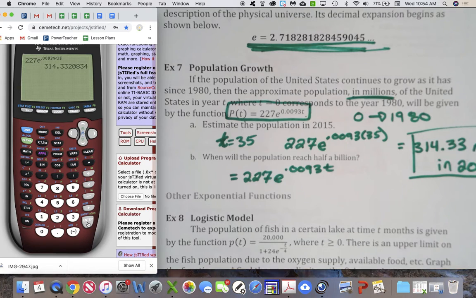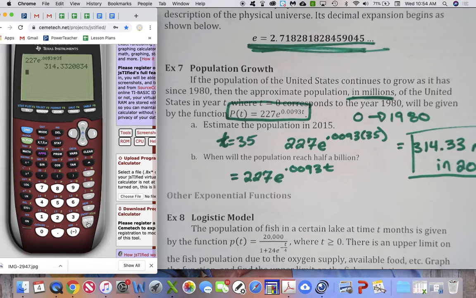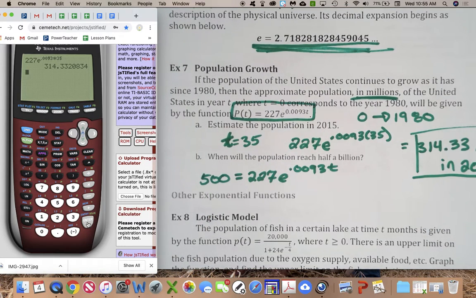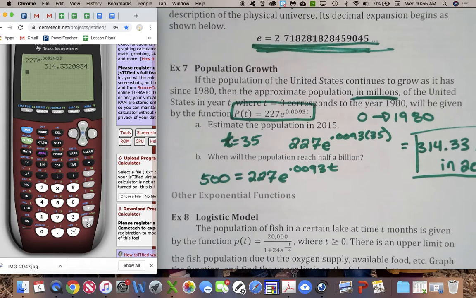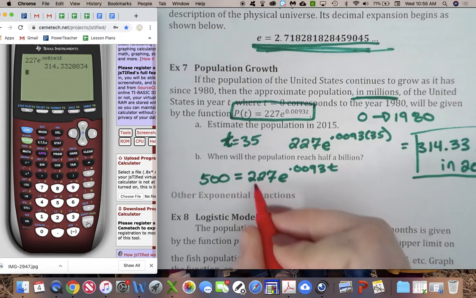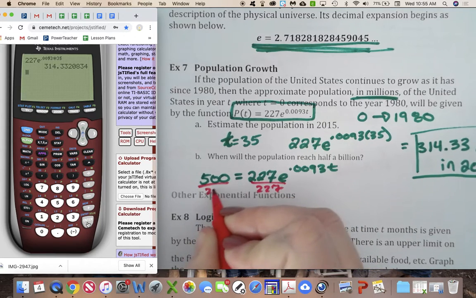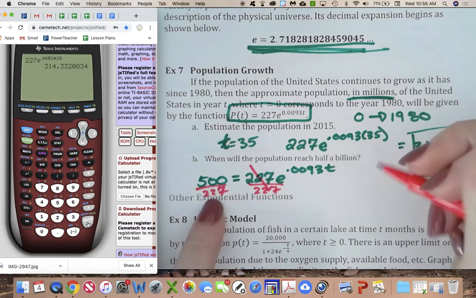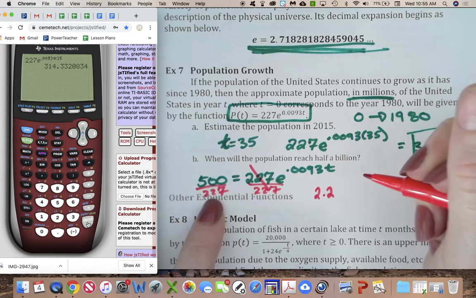When will the population reach 500 million? We're trying to solve for t, but what do I set it equal to? 500. 500 million would be 500 million, yeah? Since we're going in millions, we have to put that in terms of millions. So 500 million in terms of millions is 500. Now, what are you going to do first? Divide by 227. 500 divided by 227. What is that decimal? 2.2. Exactly? Give me another one.